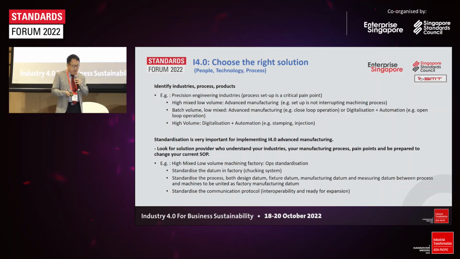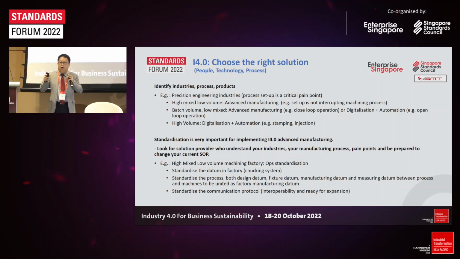For example, in precision engineering, when you are doing standardization, you have to standardize your operations SOP and your so-called communication language, including machines. Normally in precision engineering, we standardize one thing which is the most important. We call it the datum of the factory. You have to ensure that your design datum, your manufacturing datum, your fixture datum, and your quality control datum are united into one datum. That is called the factory datum.